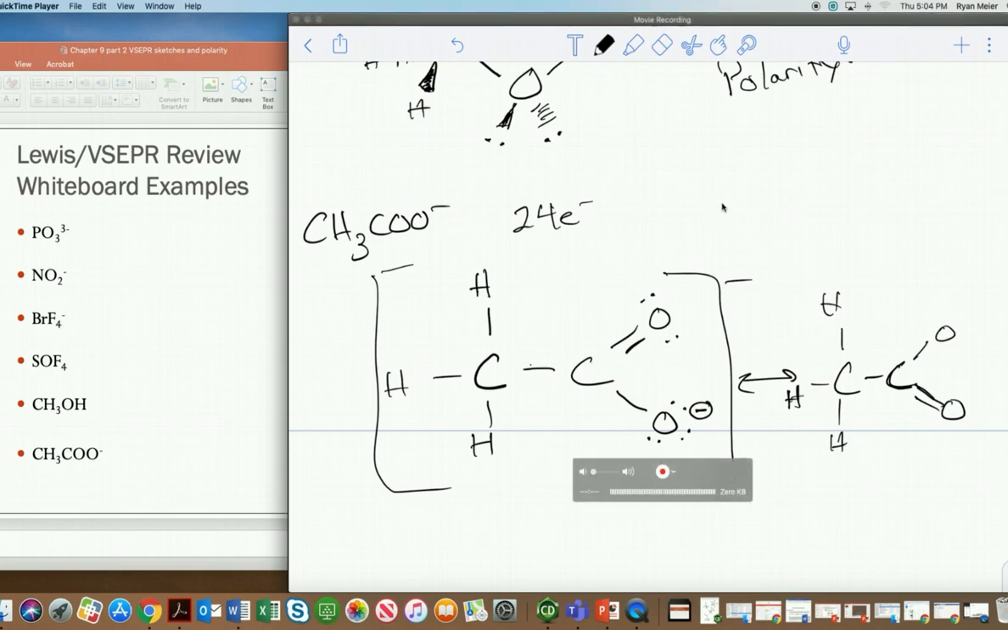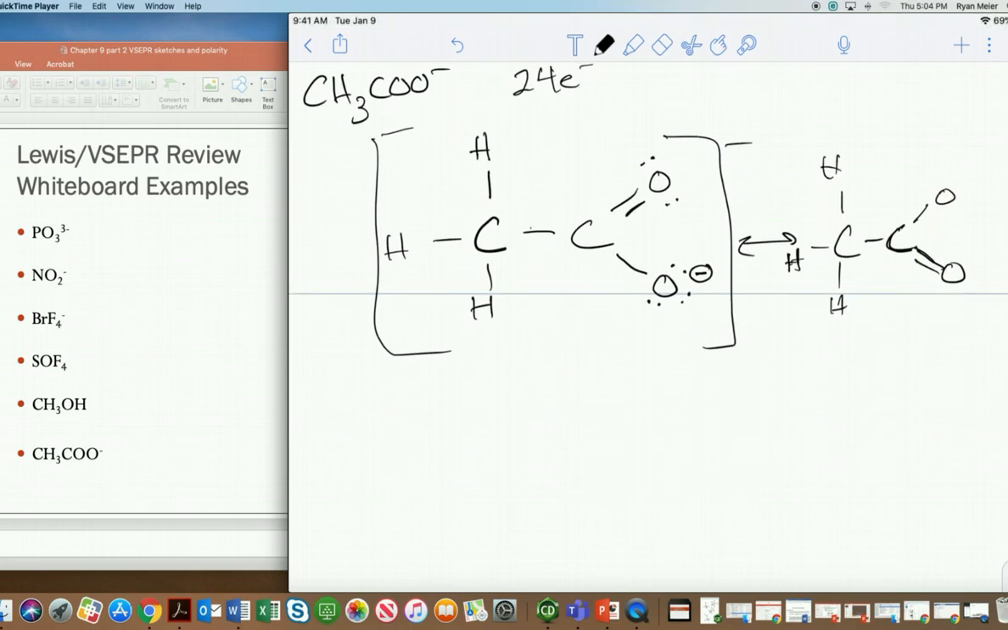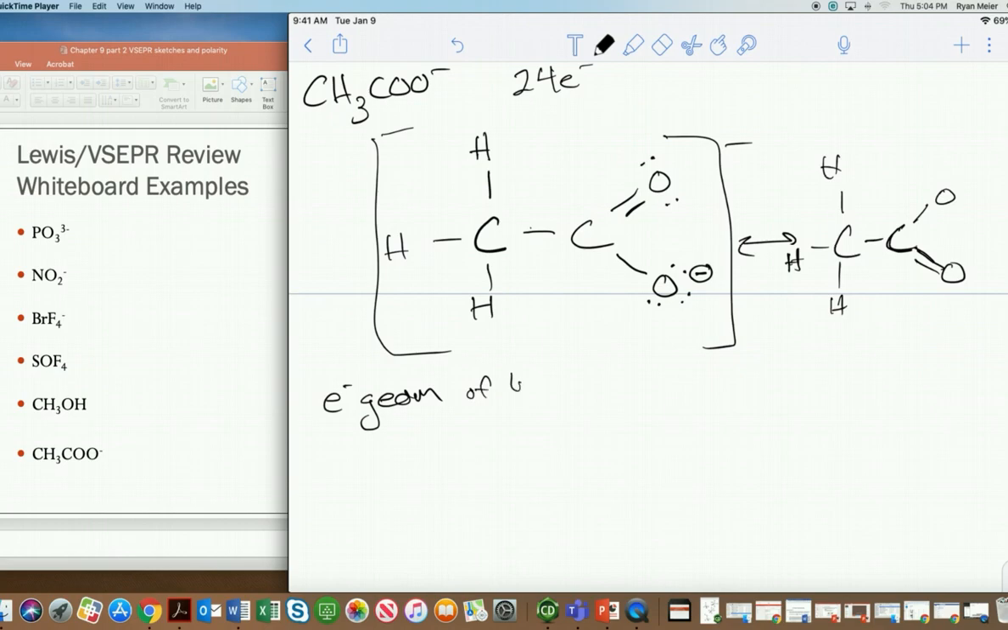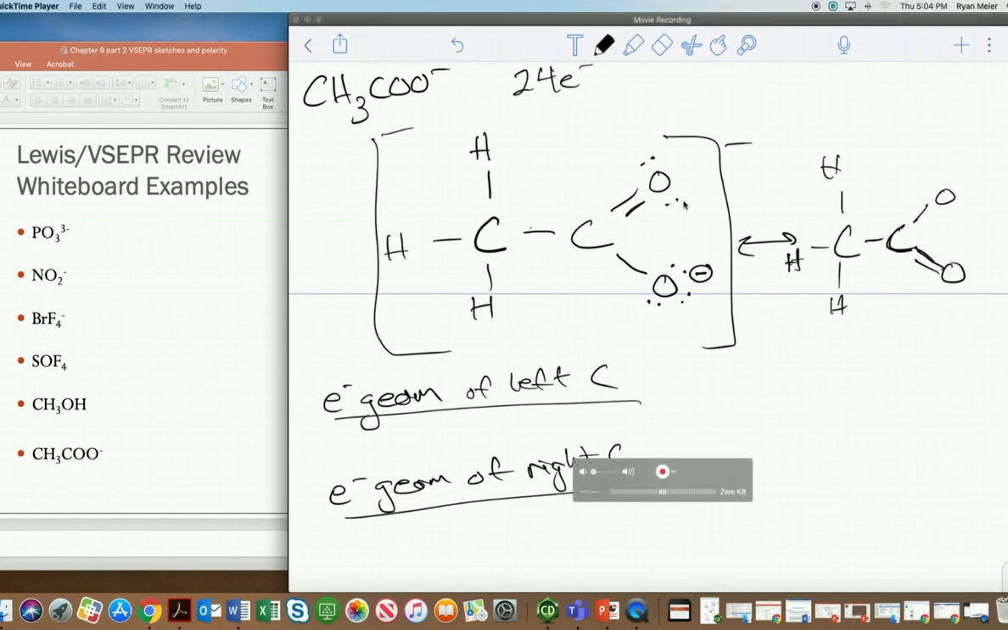Now, the other pieces for this one, if we want to answer some of our other questions, we can do things like talk about our geometry. Let's do electron geometry of the left carbon and then the right carbon. We can do each of these. The oxygens are the outer atoms. They're not really central, so I'm going to look at, again, mainly the central atoms of this. So I have one carbon that has 4 things around it. So the left carbon has 4 things, so just like before, tetrahedral.